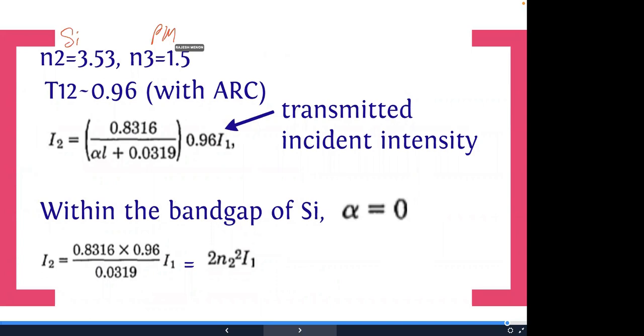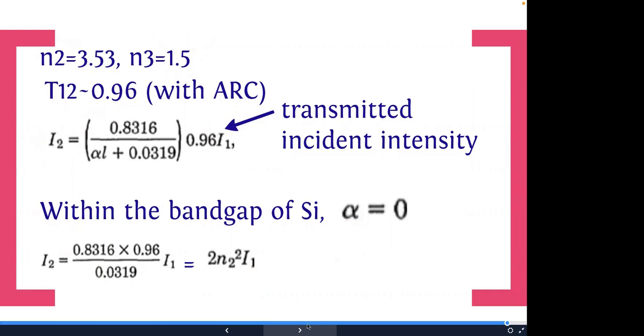So we can plug in numbers, and this is silicon. This is the PMMA refractive index. This is the transmission from air into the silicon with an anti-reflection coating. We're assuming it's quite high. And then we get an intensity enhancement shown here. And we are going to assume that we are close to the band gap of silicon, so alpha is small, then we get an intensity enhancement of 2N2 times I1. So again, N2 is 3.53, so this is a pretty big number, right? Greater than 18.